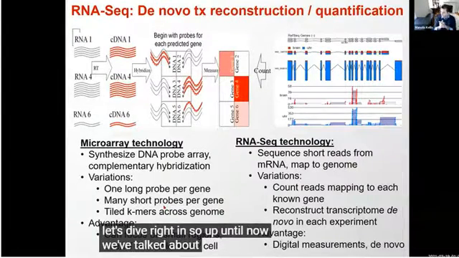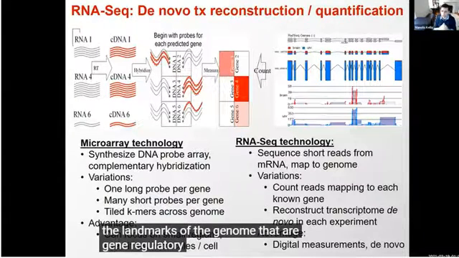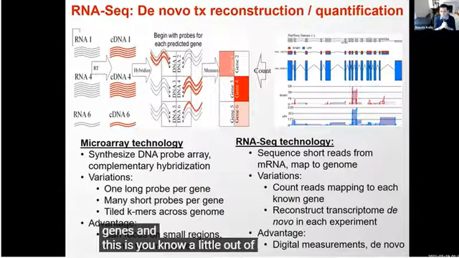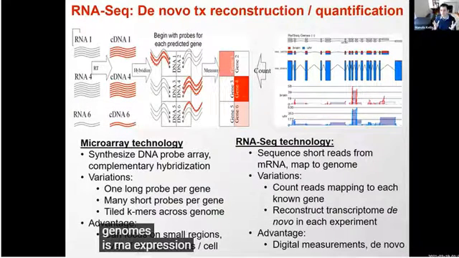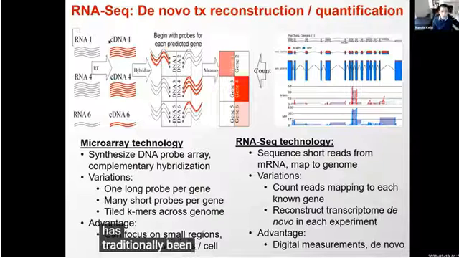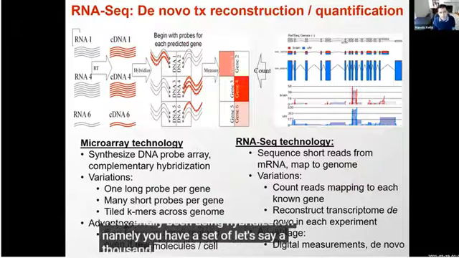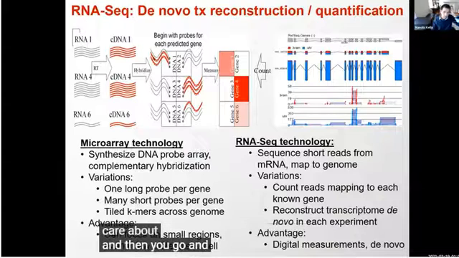So up until now, we've talked about the landmarks of the genome that are gene regulatory, basically the elements that control the genes. And this is a little out of order because the first thing that people think about when they think about genomes is RNA expression. And the way that we measure RNA expression has traditionally been using hybridization. Namely, you have a set of, let's say, 1,000 probes for every gene that you care about. And then you go and hybridize your RNA into those probes.